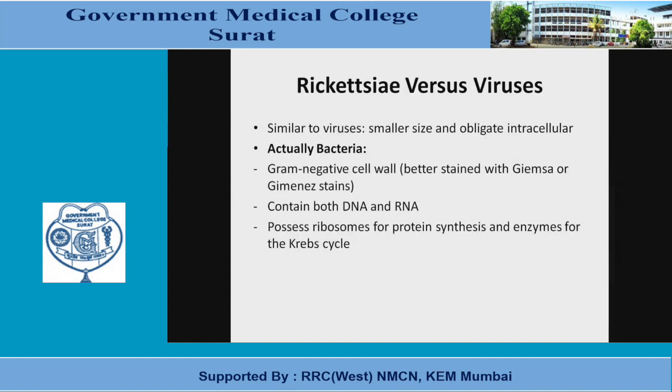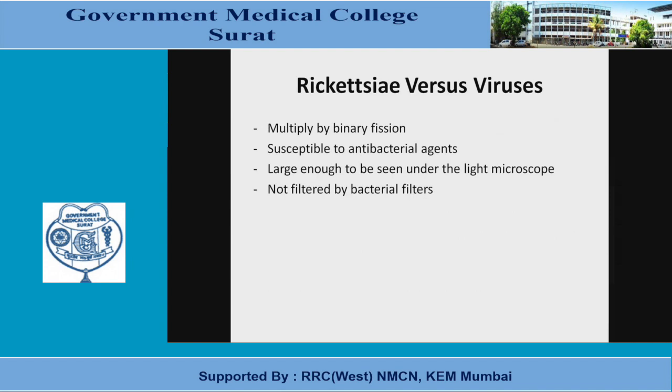Now, how can we differentiate the rickettsia from the viruses? They are similar to viruses, but they differ in having a cell wall. Viruses do not have such a cell wall. Rickettsia have a gram-negative cell wall that can be stained with Giemsa or Gimenez stains. They contain both DNA and RNA, and they possess ribosomes for protein synthesis and enzymes for the Krebs cycle. Rickettsia, unlike viruses, multiply by binary fission, are susceptible to antibacterial agents, are large enough to be seen under the light microscope, and are not filtered by the bacterial filter. That's why they are categorized as bacteria, not viruses, but very small.